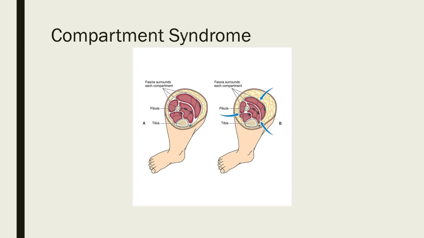Compartment syndrome is a common potential complication for fractures. It's where the different fascia that surround each compartment become compressed, and either the vascular or neurological part of the nervous system is compromised. This is a medical emergency and does require immediate intervention.